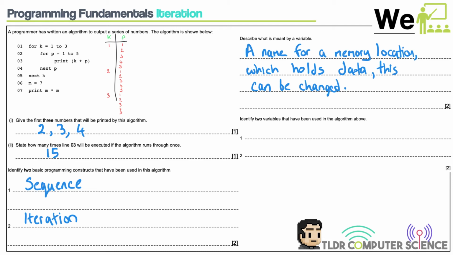And then it says identify 2 variables that have been used in the algorithm above. So in here, where are our named memory locations which can hold data that vary? Well, hopefully we can see that K is changing because K was 1 and then 2 and then 3, and P is also changing. In this case, where it's saying M equals 7, it never actually changes, so potentially you could say that that could be a constant. Of course, you could also make it a variable. So our answer here is K and P.